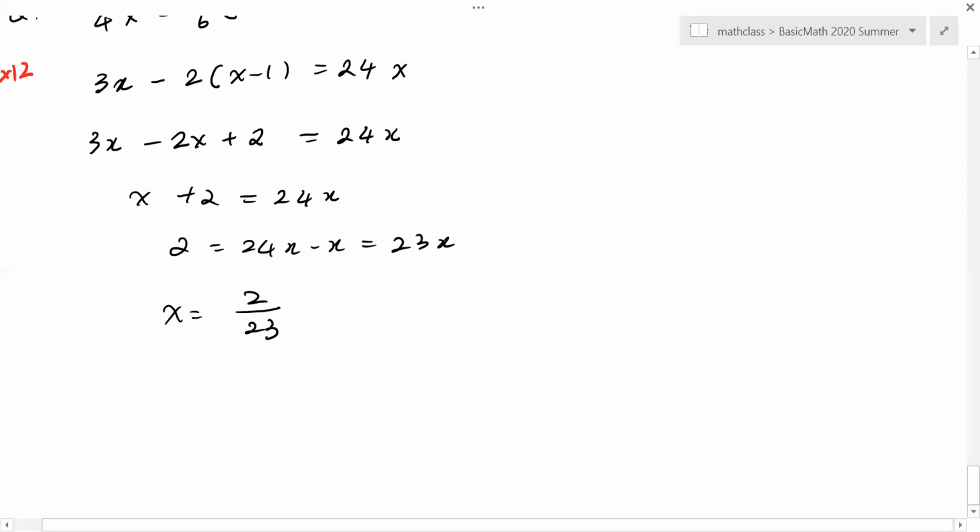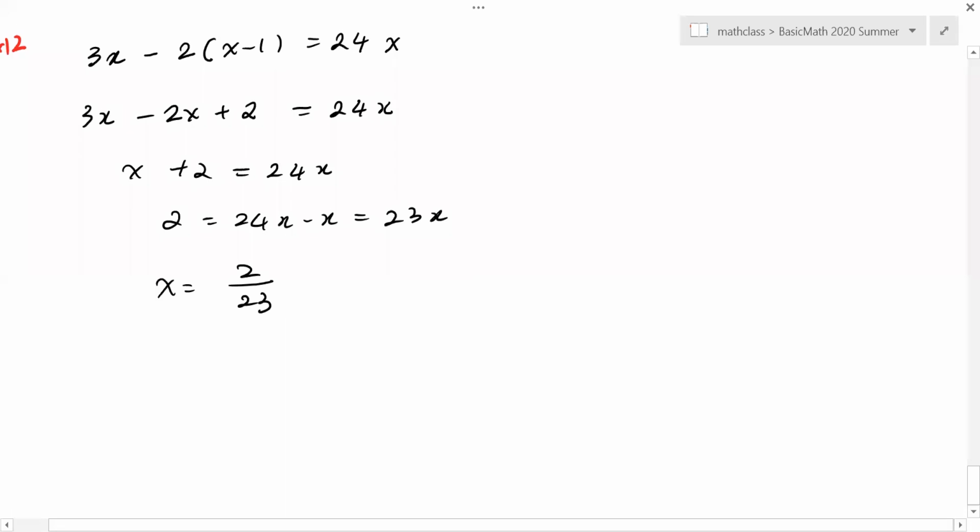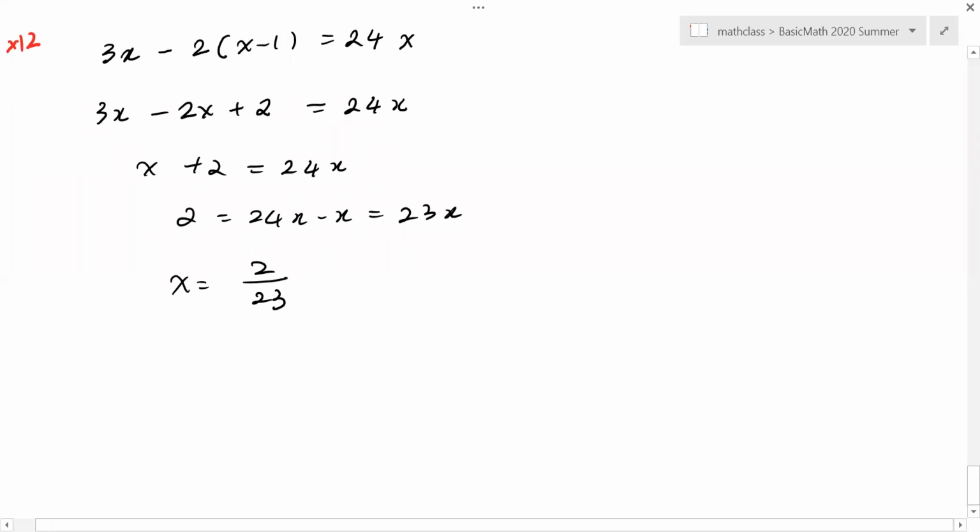Also, you turned the fraction upside down, okay? It's not 23 over 2. It's 2 over 23. I don't know how they got it. Your brain is freaked out. You're close, but for some reason, yeah.